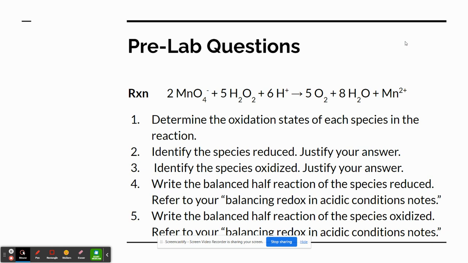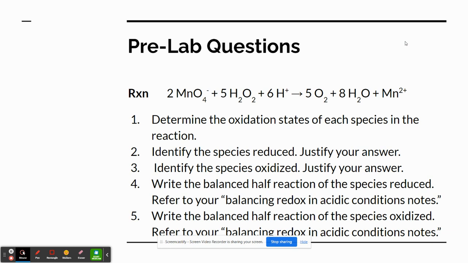Identify the species reduced, justify your answer, simulate that like the redox practice that we talked about and the single displacement reaction practice that we've talked about. How do we justify that something's reduced versus identify the species who's oxidized? How do we justify for that?